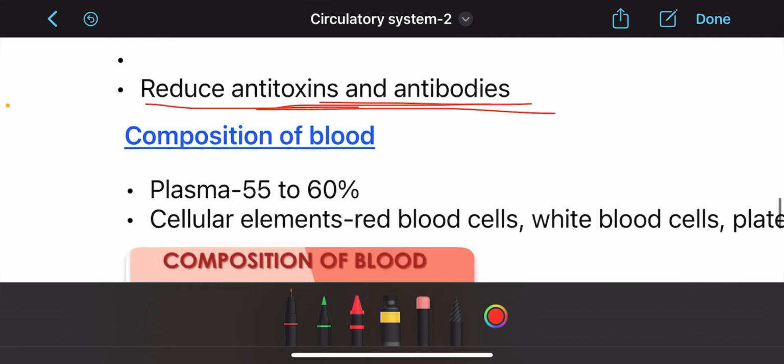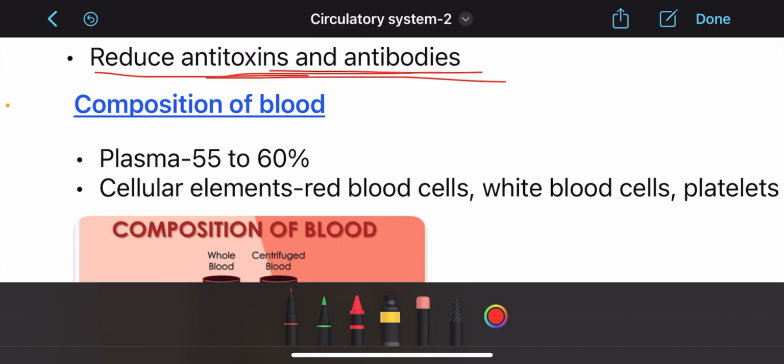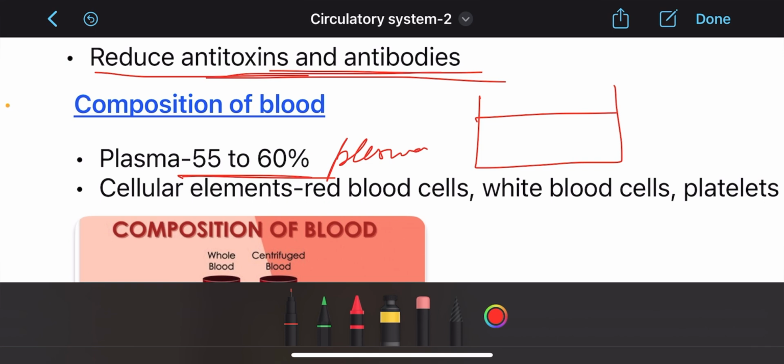The composition of blood: we can see that the blood has 55 to 60% plasma in it. That is, the major portion of the blood is made up of plasma. Now if we look at the container, we can see the plasma is the fluid portion, and in it different blood corpuscles are suspended, that is RBCs, WBCs, etc. And this is the complete blood. The fluid portion is plasma and the rest is the cellular elements.